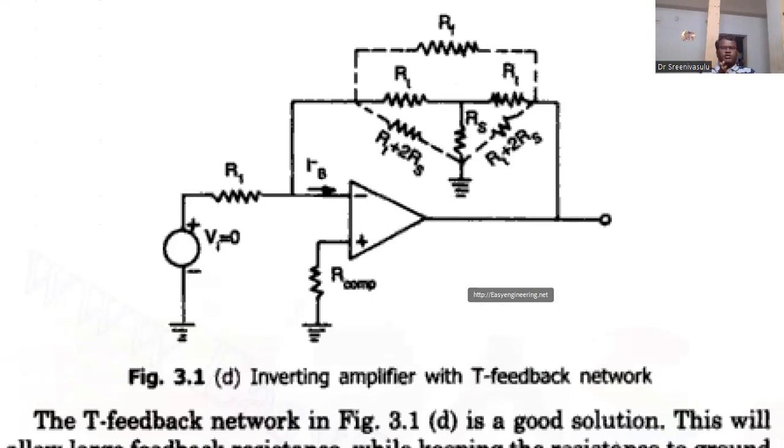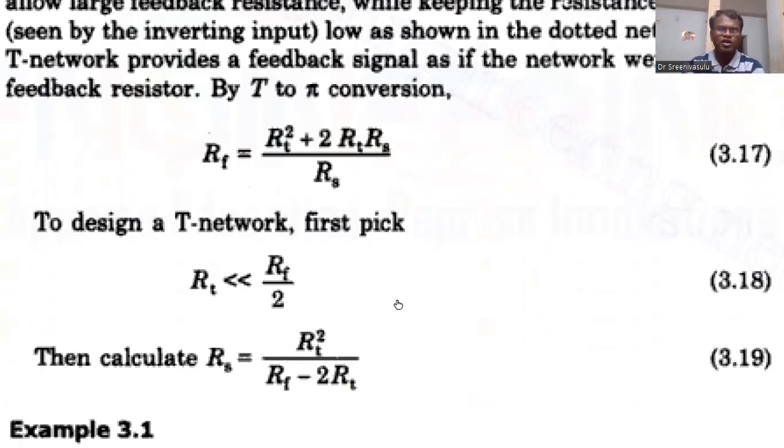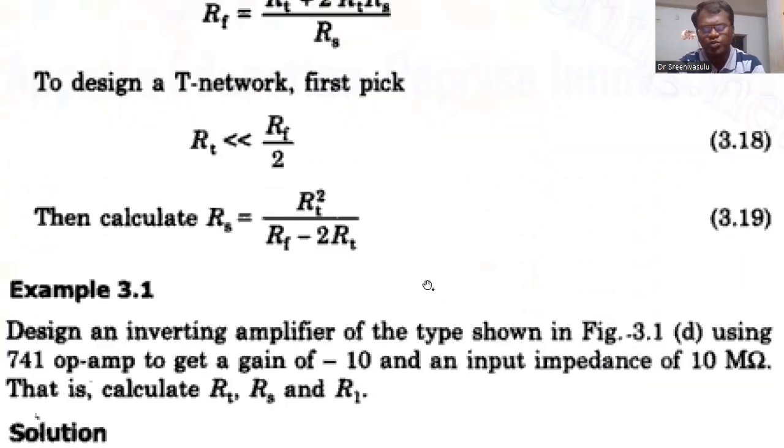By using this T network, we convert it from star to delta form. From the star to delta conversion, you will get these values, and if we calculate, RF is equal to RT square plus 2 RT R2 by RS. So finally the value is RT is less than RF by 2. So somewhat it is going to be compensated compared with the original circuit diagram. It is about input offset current.